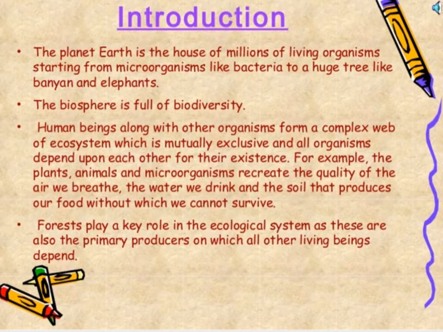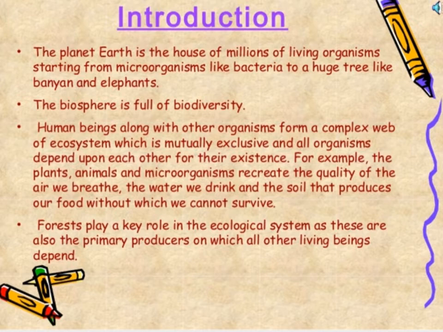Human beings along with other organisms form a complex web of ecosystem which is mutually exclusive, and all organisms depend on each other for their existence. That means जो हमारा planet Earth है उसमें variety of organisms survive करते हैं, and they all are dependent on each other. They are mutually exclusive means that they are all interconnected and they all are dependent on each other. जो जितने भी variety of species रहते हैं हमारे planet Earth पे, they all are dependent on each other.